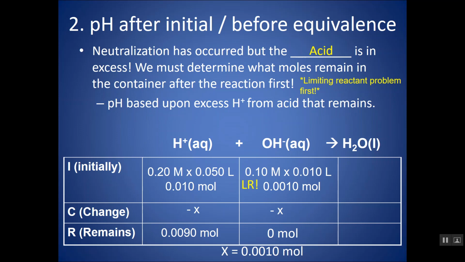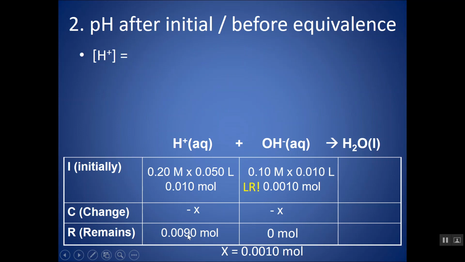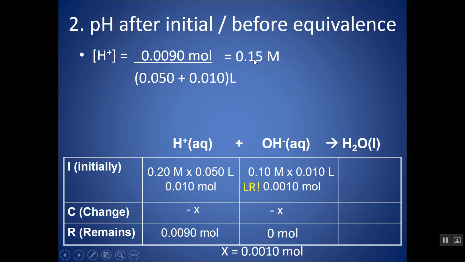Now I can find the pH. Just remember, I'm in moles of H+. Let's turn this into molarity. If I have 0.009 moles, I had 50 milliliters of the acid to start with, and I've added 10 more milliliters of solution, so I'm over 0.06 liters, and I get 0.15 molar. If I do the negative log of that, I get 0.824 as my pH.